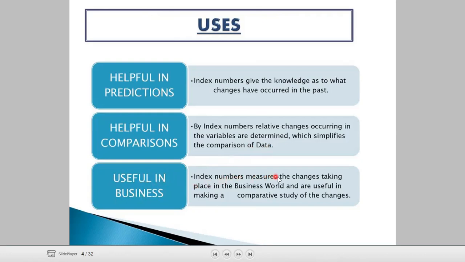Useful in business. Index number measures the change taking place in the business world and is useful in making a comparative study of the changes. So with the help of index number, the businessmen, the traders, the government can frame future policies and they can compare their present situation, their present policy, and on the basis of this comparison, they can frame good policies for their coming years so that they can achieve their aims.